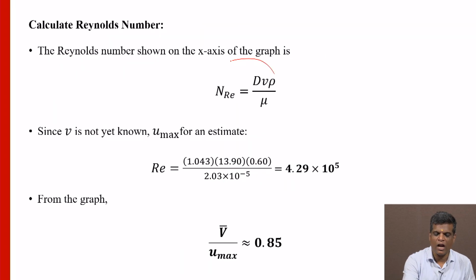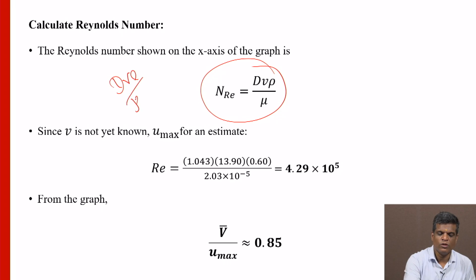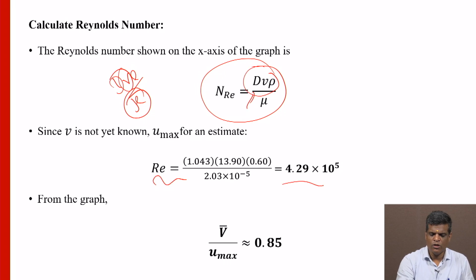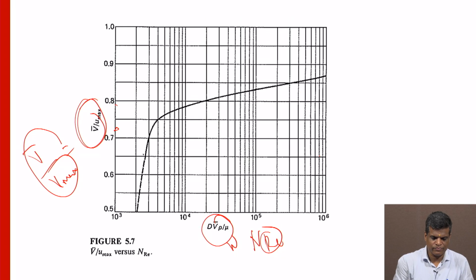Once we know that, the Reynolds number we call d V rho by mu. Here the numerator stands for the inertial force and the mu is the viscous force. Normally, the Reynolds number is the ratio of inertial force to viscous force. So, all values are already given, you just substitute and get the value of the Reynolds number. Once we have the Reynolds number, we already know the graph.